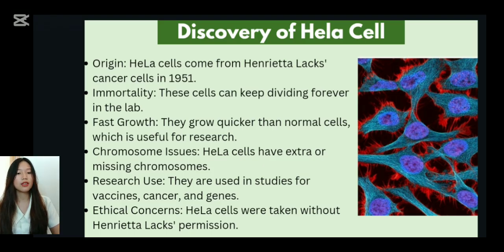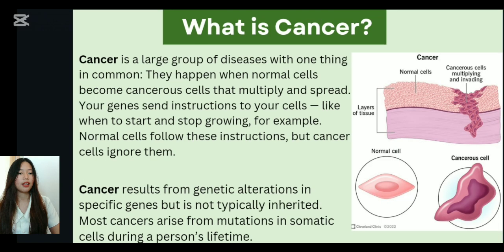So HeLa cells also have abnormal chromosomes, which can have an extra chromosome or missing ones, which shows the genetic instability of cancer cells. So despite their huge contributions sa medical breakthroughs, their origin reminds us of the importance of patient rights and informed consent. Ayan.